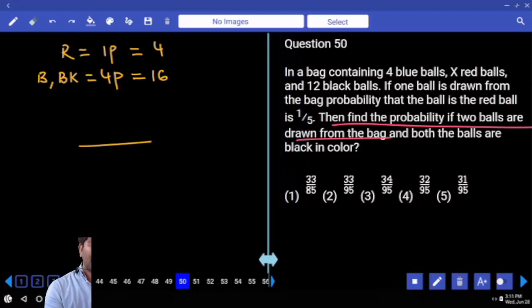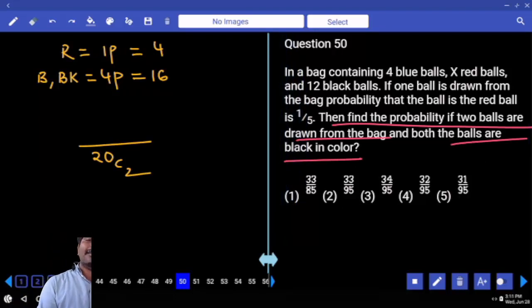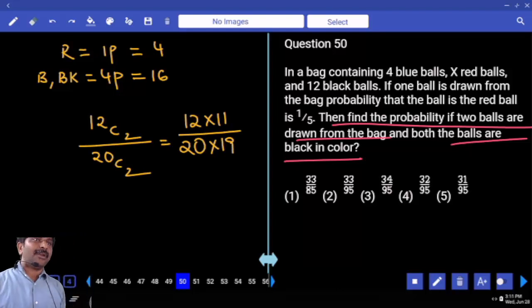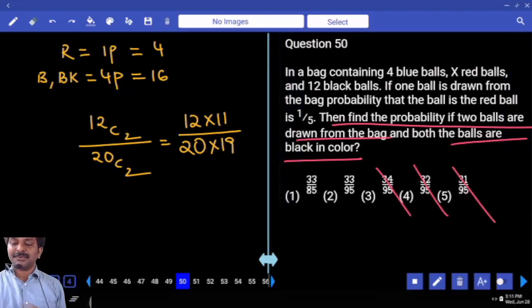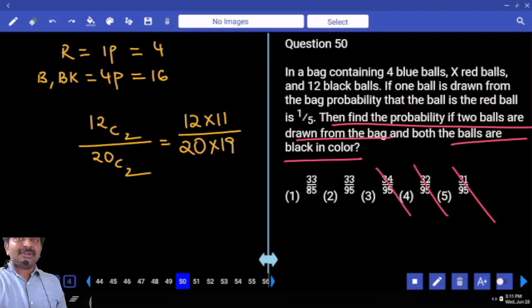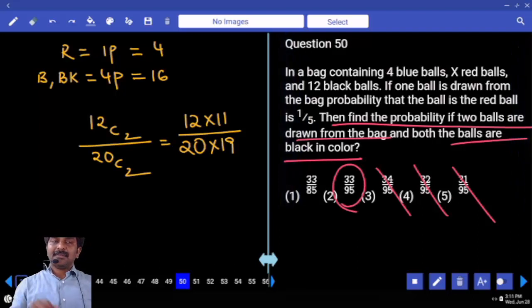How many balls are there? 20. And how many you need to pick? 2. Probability that both the balls are black color. How many black color balls do we have? 12. And we need to get 2. 12 into 11 by 20 into 19. Numerator is an 11 multiple. In the denominator there is no 11 multiple. In the denominator you have 19. In the numerator you don't have a 19 multiple. So the denominator must be a 19 multiple. How much? Second option.